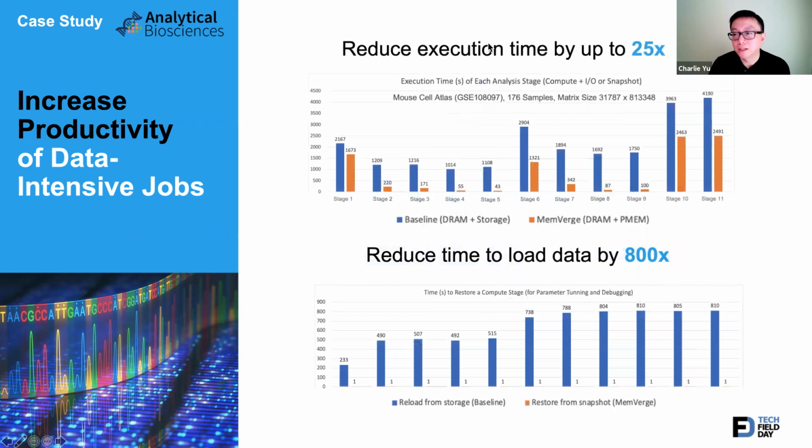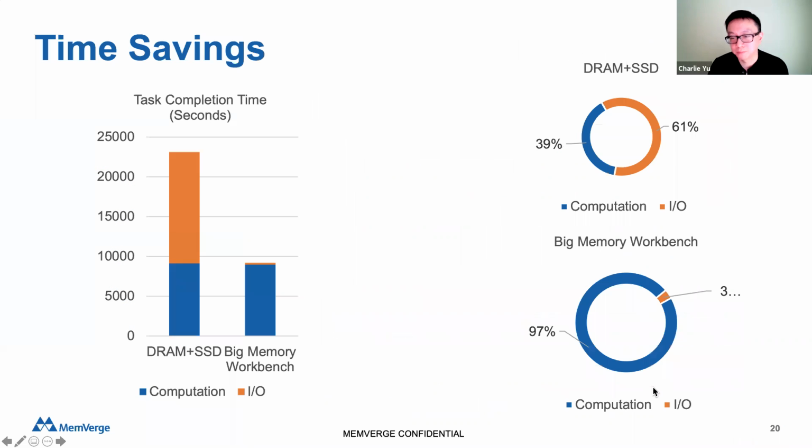As a result of all this, the overall process time can improve by a factor of, if you look at this number here, this is improving the execution time by 25x for stage 5. The reload time from storage can reduce from 800 seconds to 1 second. So it's just a huge improvement overall.